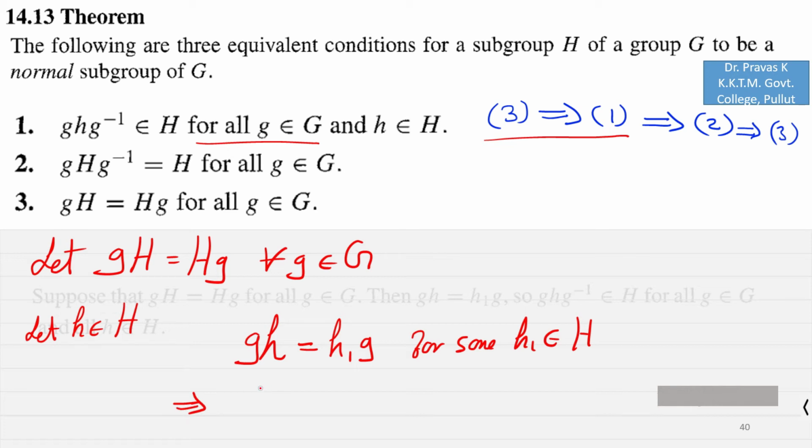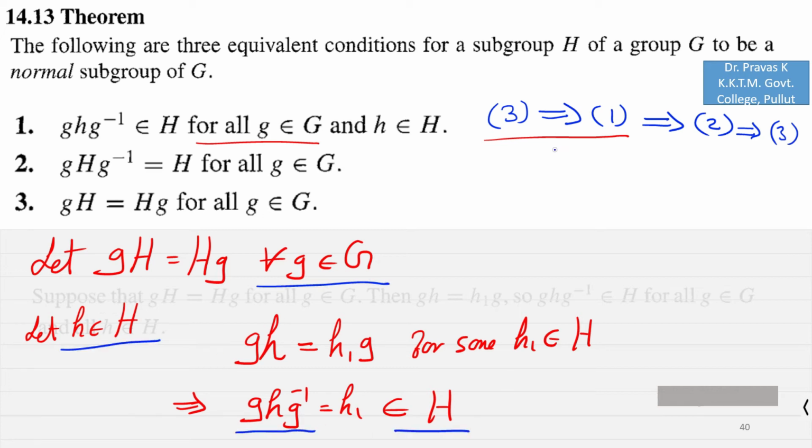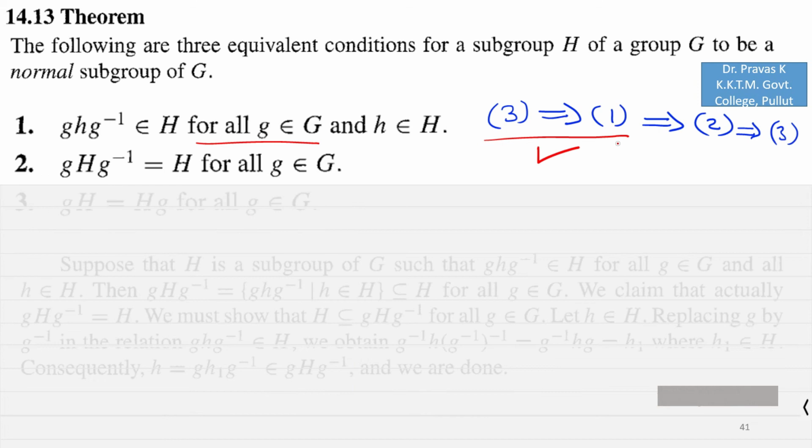Now post-multiplying with the g inverse on both sides of this equation, we get g inverse is equal to h1, which means that it is an element in capital H. So thus we proved that g inverse is an element of capital H for every g in G and h in H. So 3 implies 1. Next we prove that 1 implies 2.